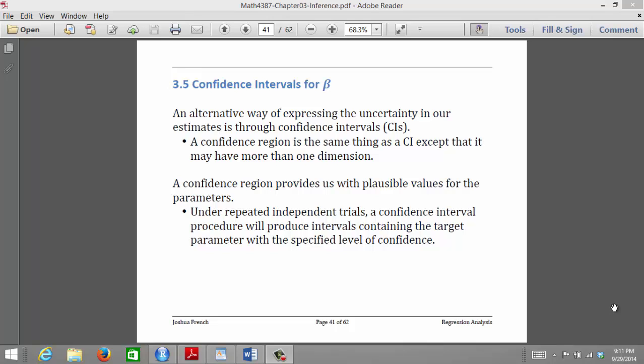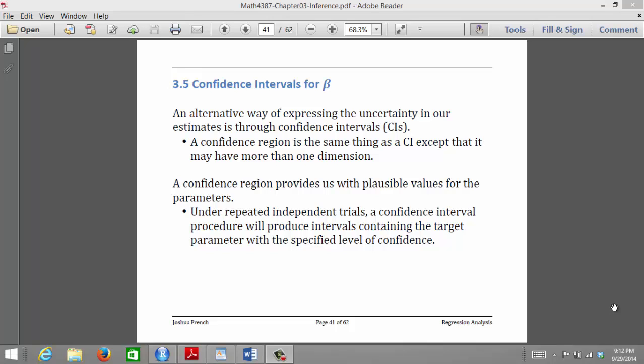So you might notice that I might interchangeably use the terms confidence interval and confidence region. Confidence interval technically is for a one-dimensional parameter or for a single parameter. It's a range of plausible values for that parameter. And a confidence region is a multi-dimensional confidence interval. So it's a region that should contain two or more parameters with some level of confidence. And as I mentioned, a confidence region or confidence interval provides us with plausible values for our population parameters.